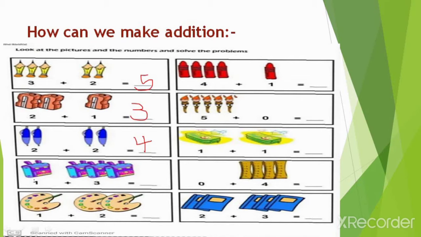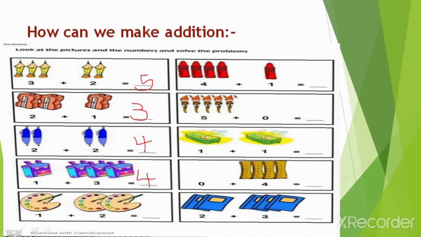Okay. Next is 1 plus 3. So what should we do? We should count all these objects together. Then we will get the sum. Okay. 1, 2, 3, 4. We get number 4.